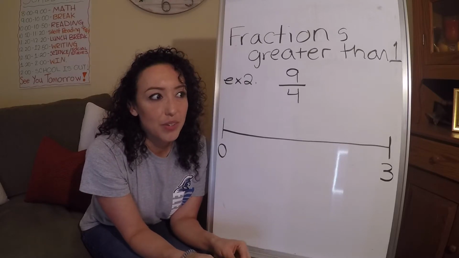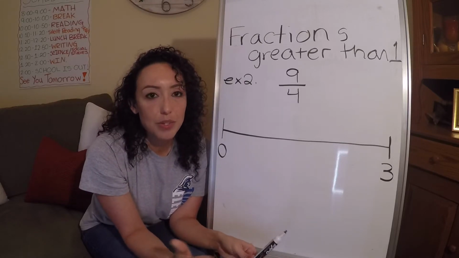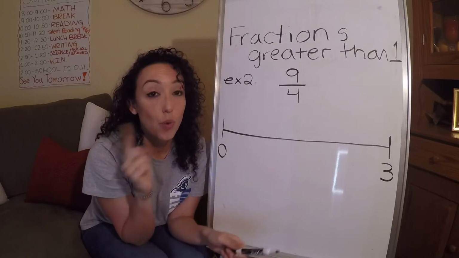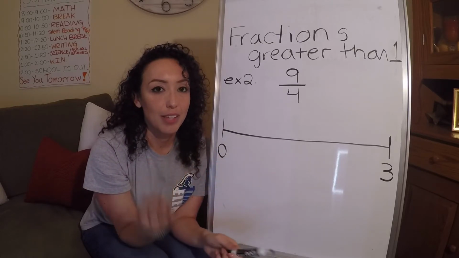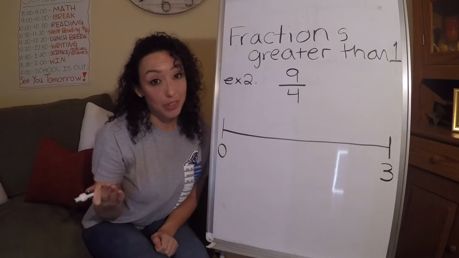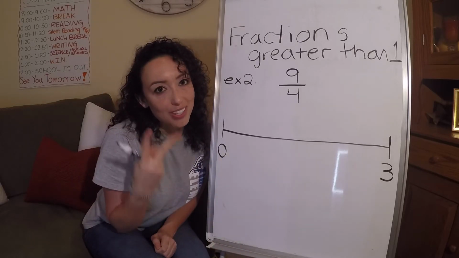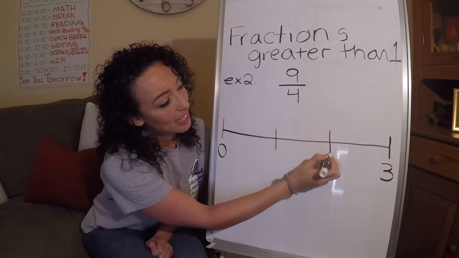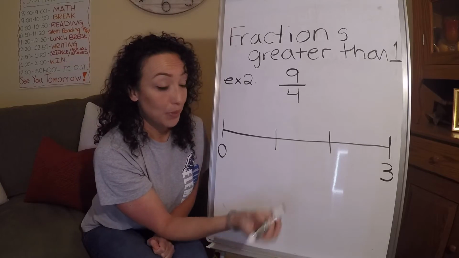And I always tell my kiddos, whenever we're cutting something up into equal parts, my trick is I always draw 1 less lines. So I need to be cut into thirds, so I'm only going to draw 2 lines. So let's do that. 1, 2. And label your number line.